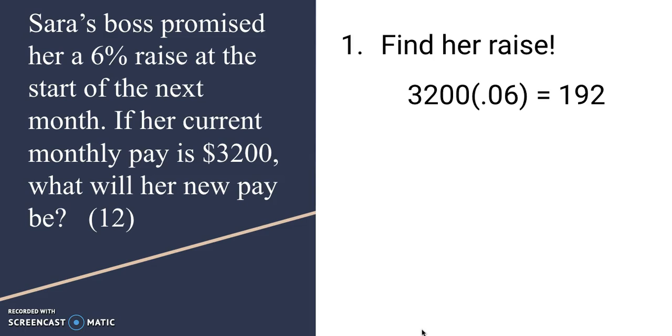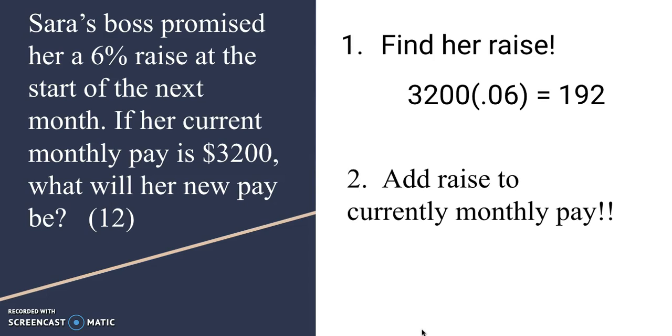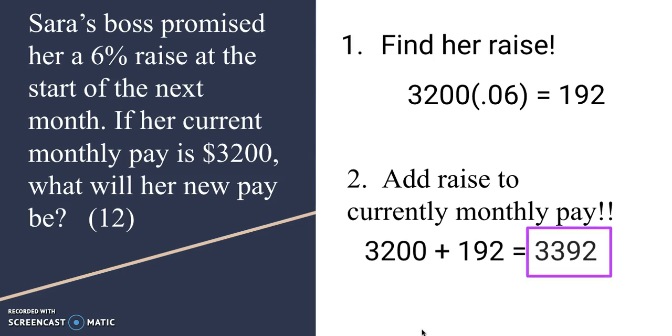So I multiplied 3,200 by 0.06, and I get $192. So that means she gets an extra $192. So my next step is then to add that to the current pay. So then I have 3,200 plus 192 gives me 3,392. So I know her new pay is here.